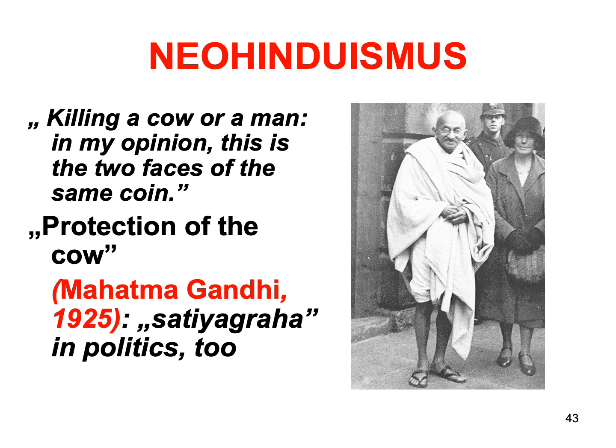And here you can see Mahatma Gandhi, 1925, the Satyagraha or non-violence in politics too. He organized the resistance against the British Empire using this non-violence principle. And in the protection of the cow, in this book, he wrote, "Killing a cow or a man, in my opinion, these are two faces of the same coin."